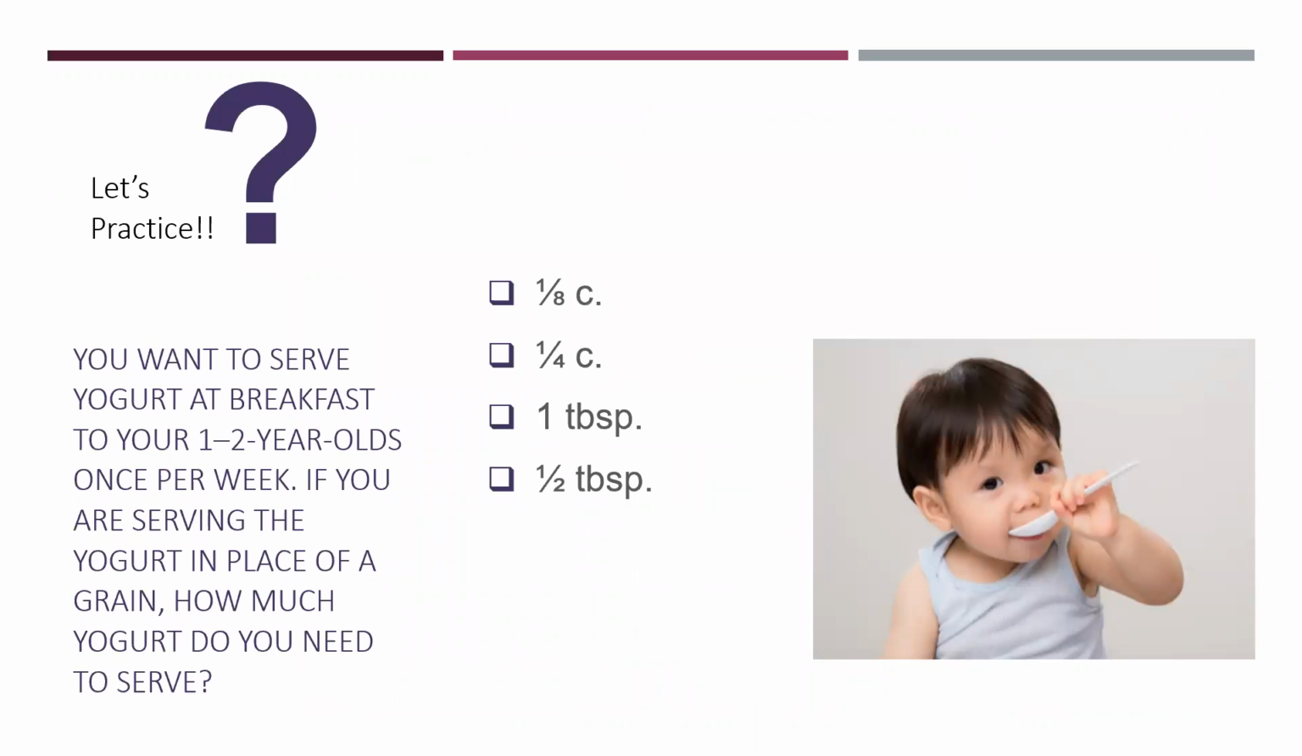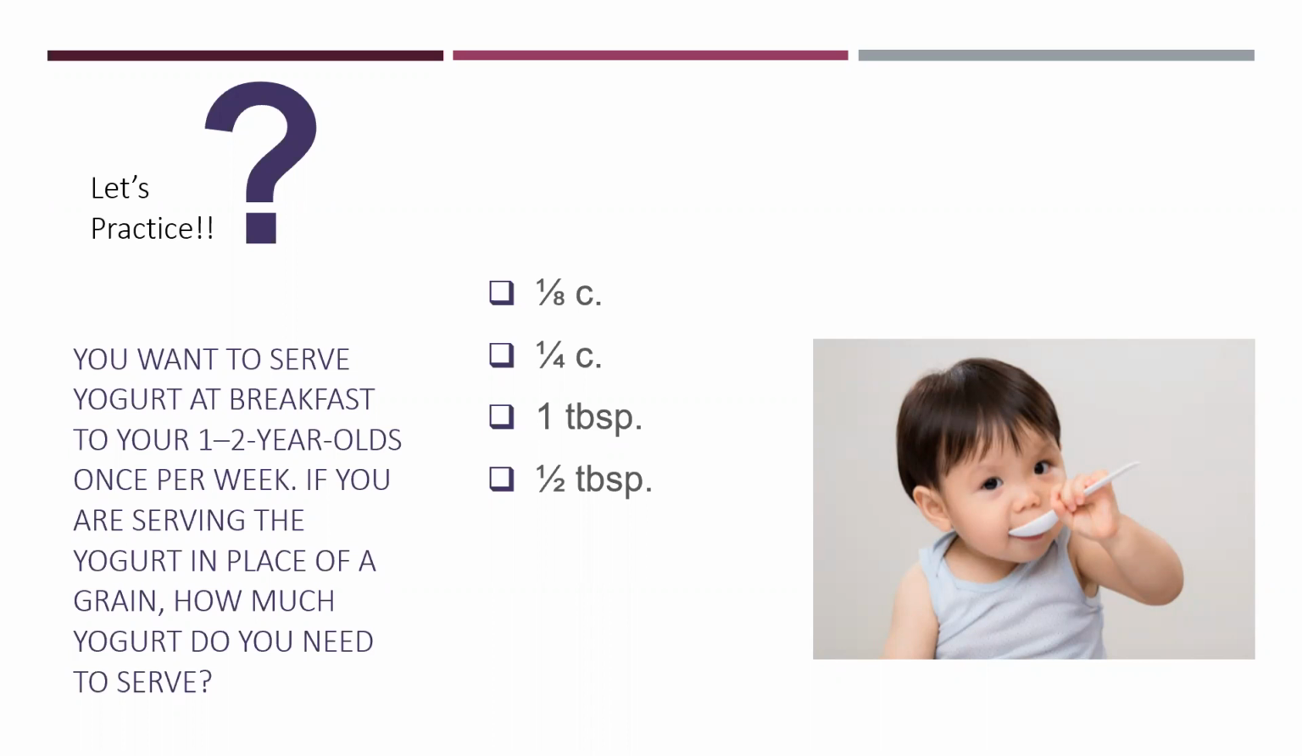Let's do a practice question. Let's say you want to serve yogurt at breakfast to your 1 to 2-year-olds once per week. If you want to serve the yogurt in place of a grain as part of a reimbursable breakfast, how much yogurt should you serve? 1/8 of a cup, 1/4 of a cup, 1 tablespoon of yogurt, or 1/2 a tablespoon of yogurt?